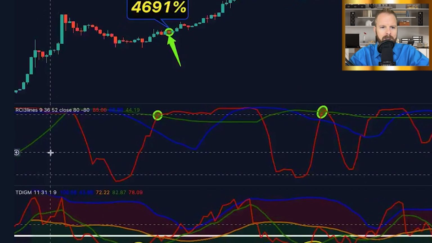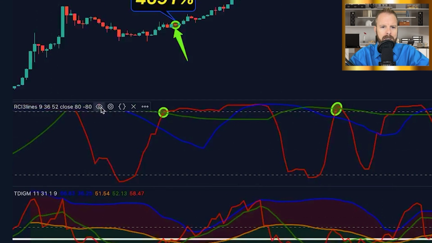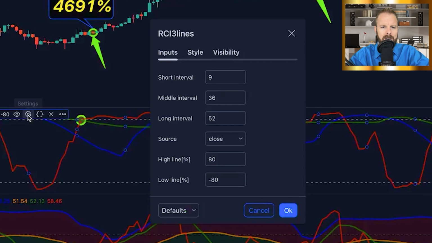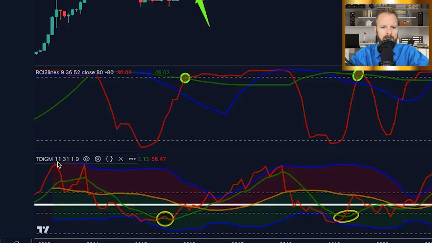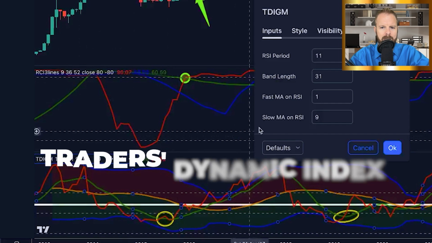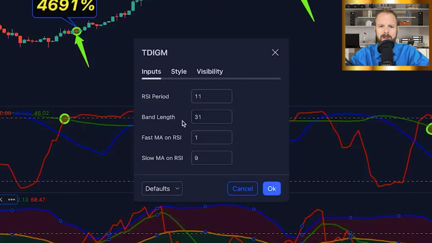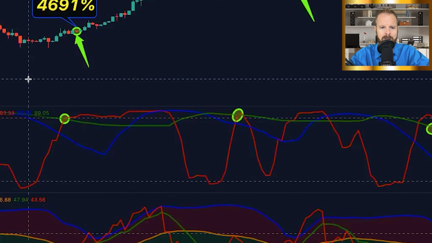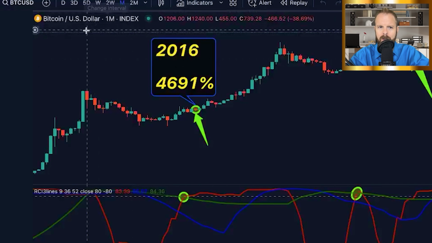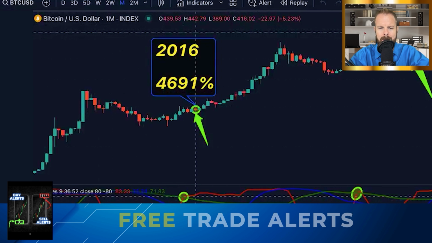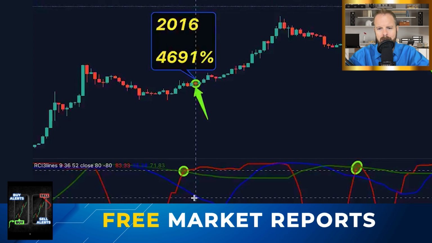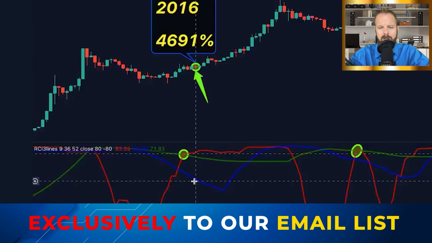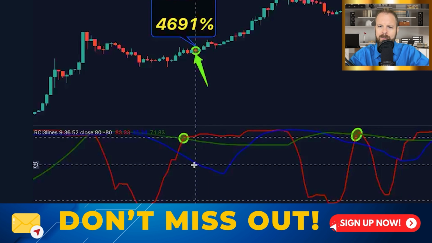In the middle of our screen, rank correlation index. These are the settings I want you to use for the rank correlation index. At the bottom of your screen, traders dynamic index. Here are the settings I want you to use for the traders dynamic index. We have it set up on the monthly chart, Bitcoin US dollar index. Now you're going to have it set up precisely like this. Again, you want to know when the market cycle top or when the bottom is. We have all of those rules.